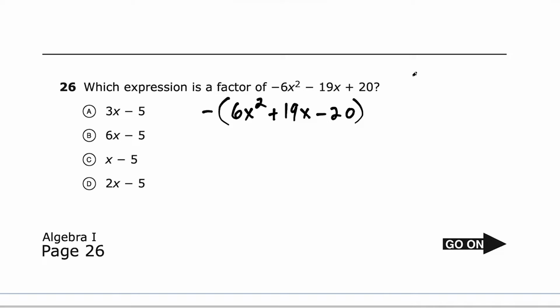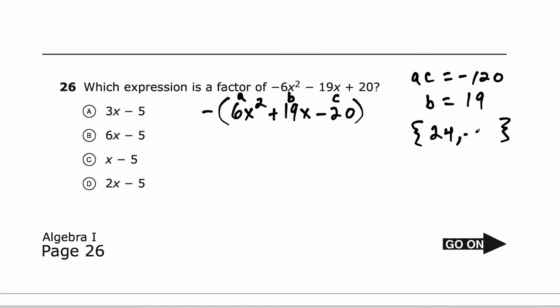And now what I want to do is use the AC method. So I'm going to identify the A term here is 6, and the C term is -20. So this would be our A term, our C term, and the middle term is our B term. So A times C, if I do 6 times -20, that's going to give us -120. And then our B term is equal to 19. And I'm looking for two numbers that have a product equal to -120 and a sum equal to 19. And if we think about this carefully, the two numbers are going to be 24 and -5.